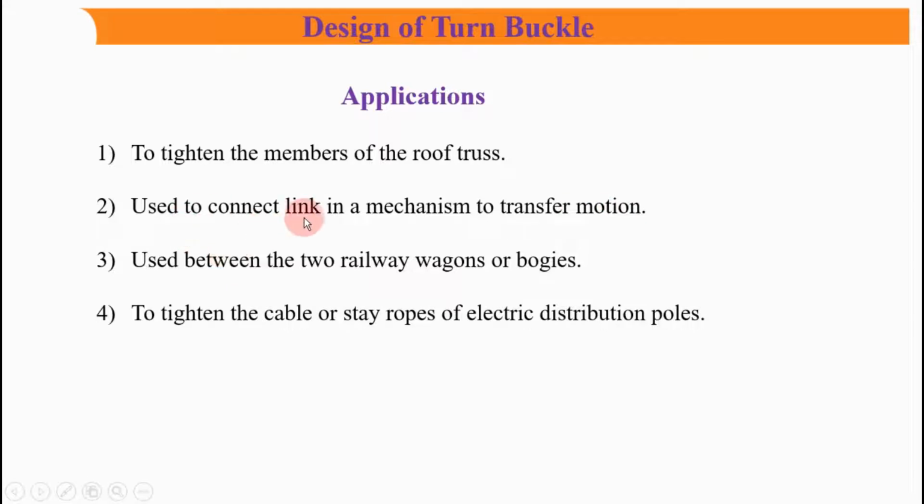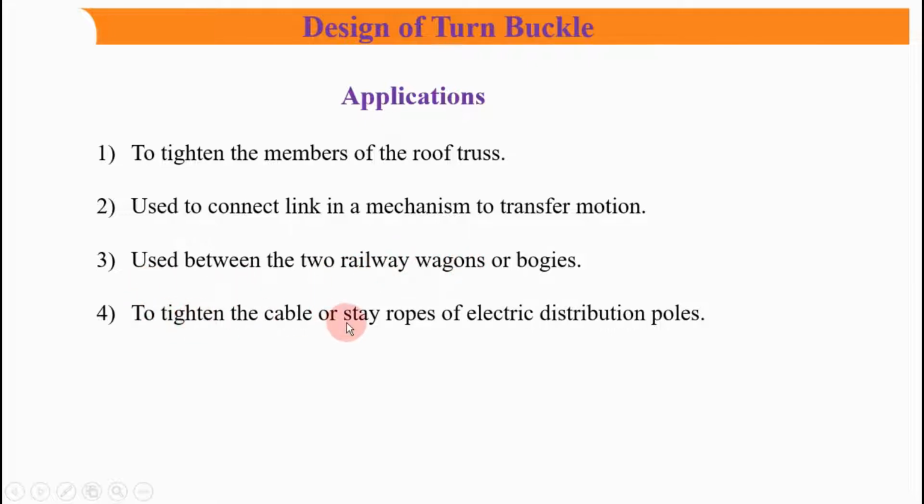It is used between two railway wagons or bogies. This is the most important and most favorable application of the turnbuckle, and it is used for this purpose popularly. As we know, the railways consist of various bogies or different sections. Those sections we call bogies or wagons, and there is one engine, and to that engine we connect many bogies or wagons. The connection from one bogie to another is made with the help of this turnbuckle or coupler. So this is one of the major applications of the turnbuckle.